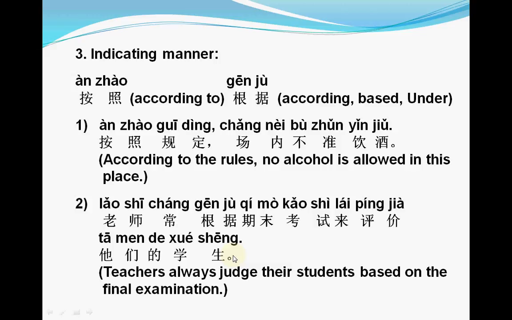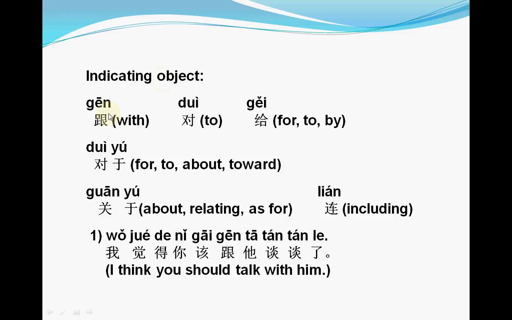Okay, some prepositions can indicate an object. For example, 跟, 对, 给, 对于, 关于, 连. Okay, let's see some examples. 我觉得你该跟他谈谈了. 跟, with. This is the preposition in this sentence. I think, 我, I. 觉得, think. 你, you. 该 should. 跟他, with him. 谈谈 means talk.